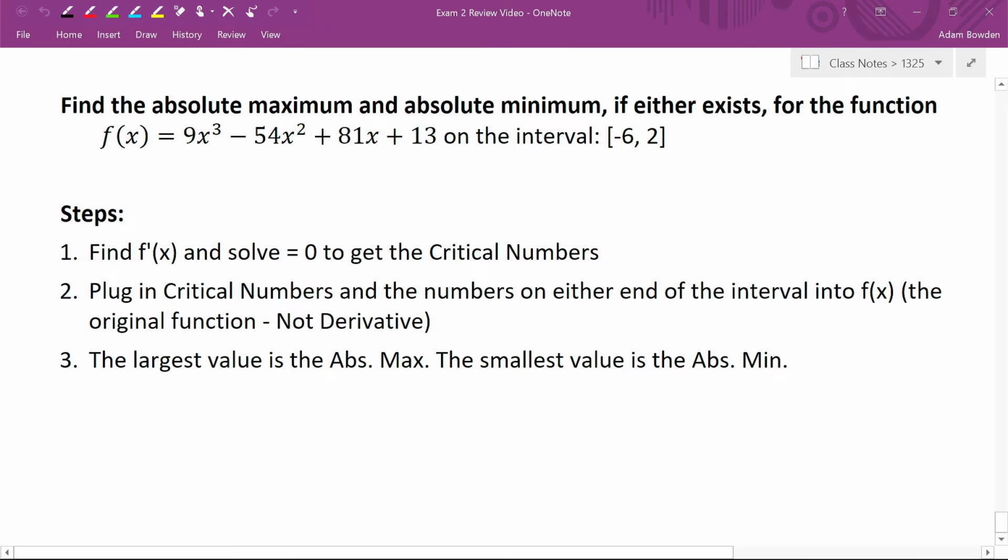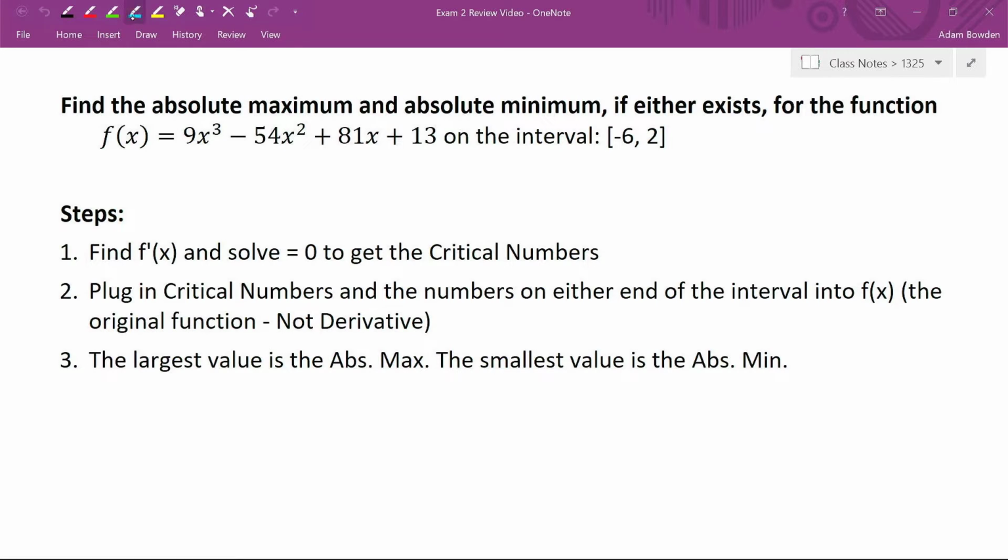On this one, we're going to determine the absolute maximum and absolute minimum, if either exists, for the function f of x equals 9x cubed minus 54x squared plus 81x plus 13 on the interval from -6 to 2.